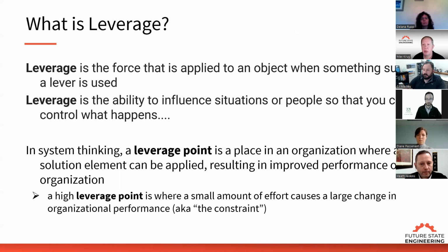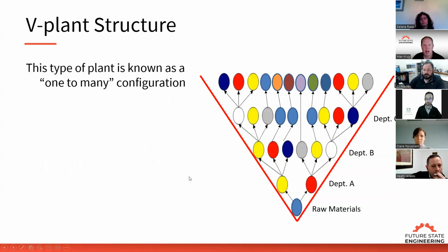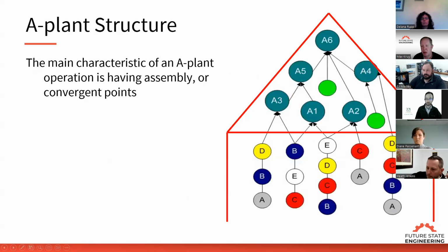And so when I was working with the brewery, maintenance was the top one because of the I plant configuration. Now, in an A plant, because of supply chain issues, purchasing might be the leverage point.